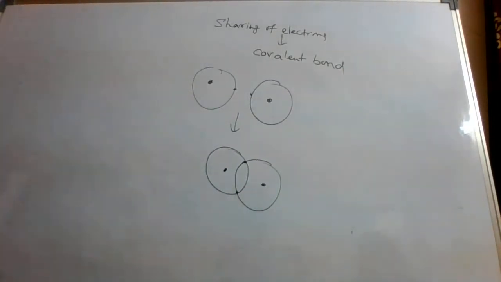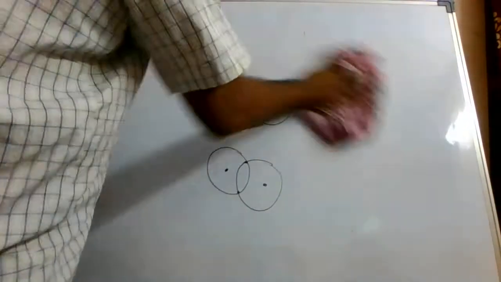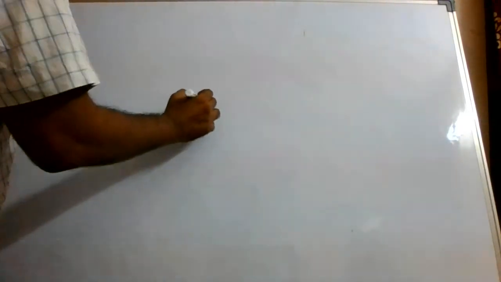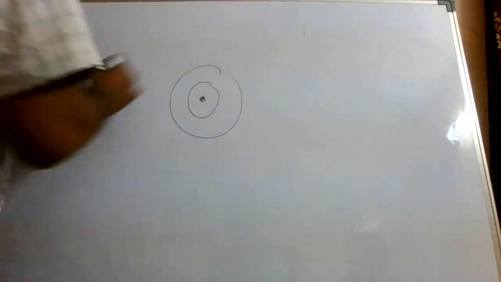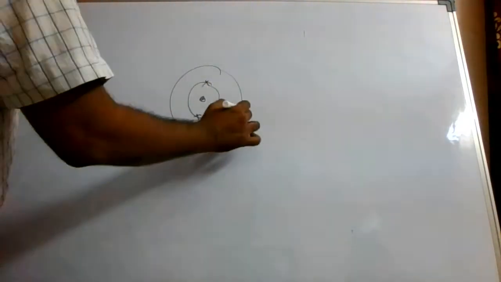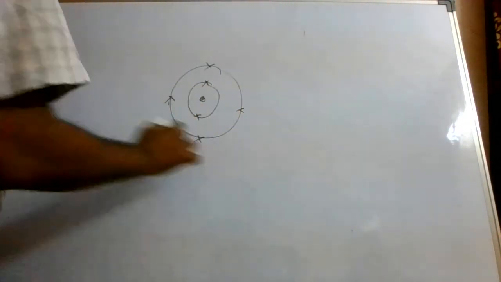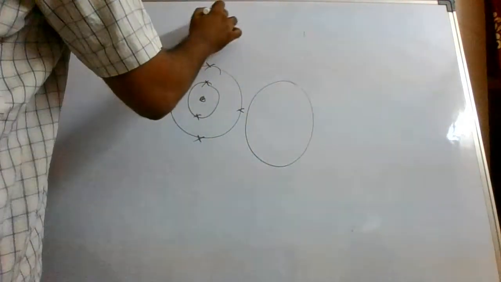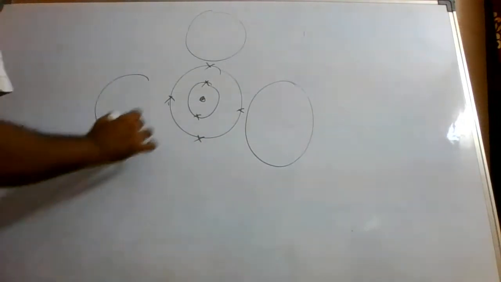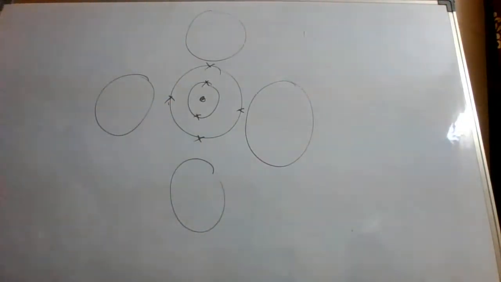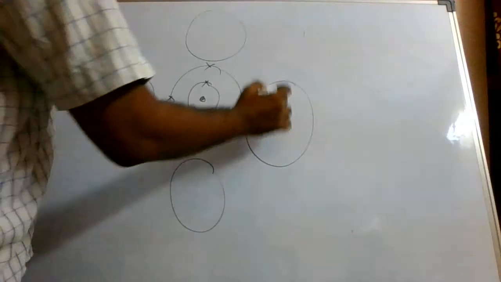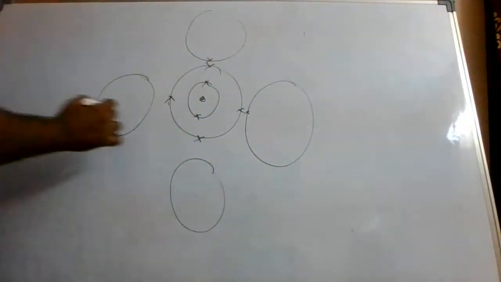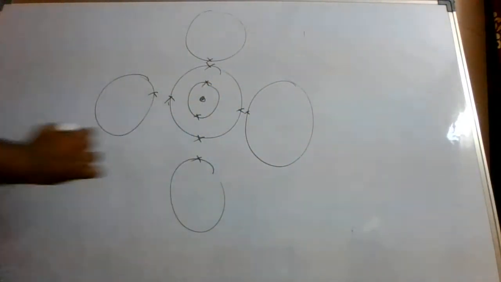Why? Suppose you take the case of carbon. Carbon, what was the situation? See, carbon, the situation was like this. This was the nucleus. This was the situation. 2 here and 4 here, let us say. Alright, I put another atom here, 1 atom here, 1 atom here, and 1 atom here. So here also 1 electron will be there. Here also 1 electron will be there. Here also 1 electron will be there. And here also 1 electron will be there.